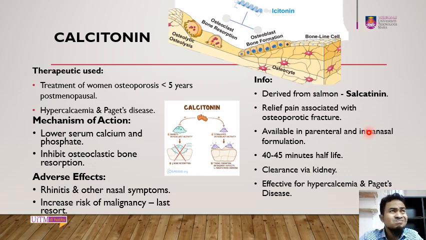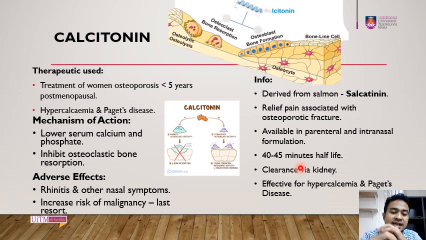Right, so the half-life is about 40 to 45 minutes. Then the clearance is through the kidney. Effective for hypercalcemia and Paget disease, right? Since this one, you can see the clearance here. There are some precautions if someone already has kidney impairment, a kidney failure. This is a thing that we need to take into consideration.